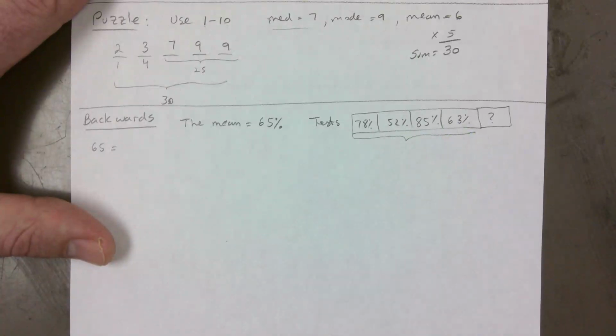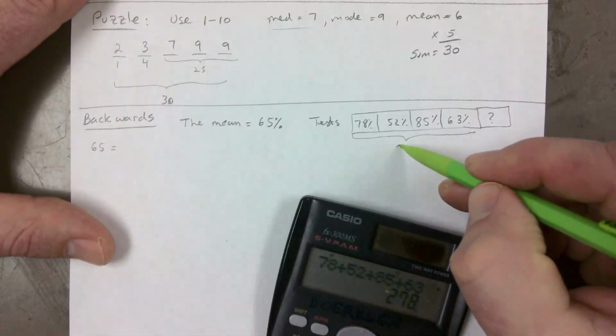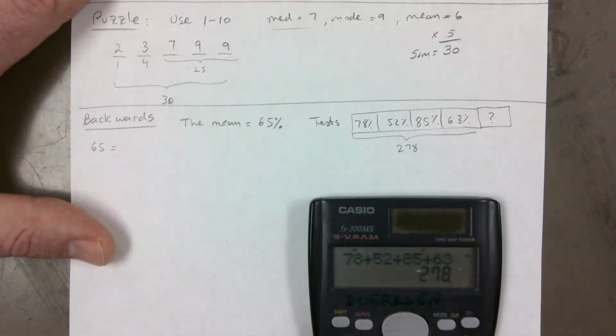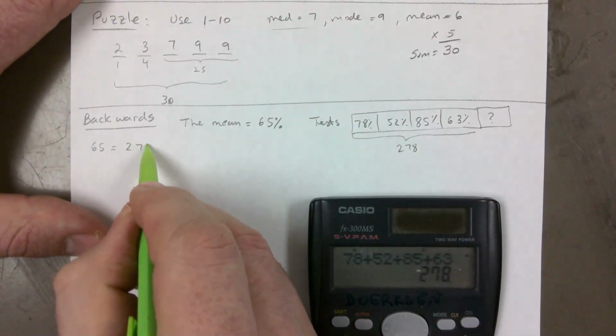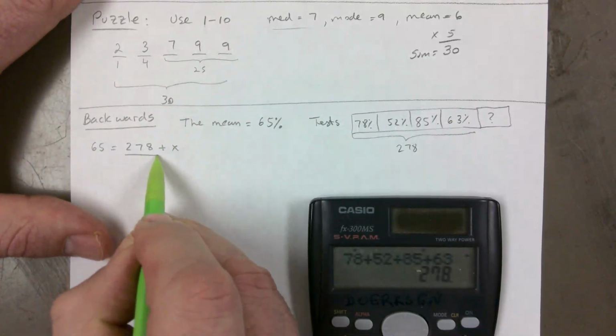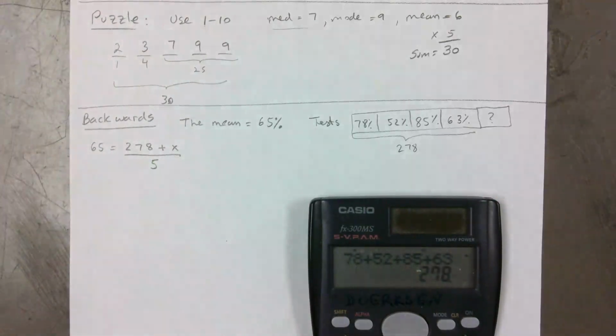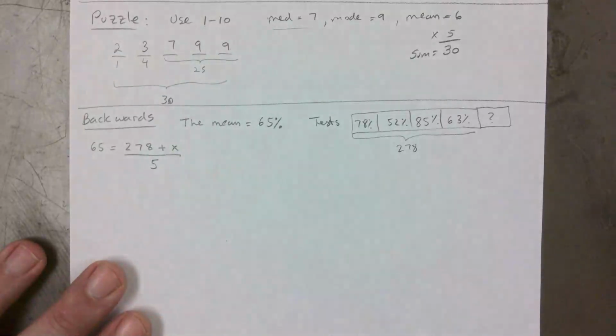If we add that up, what do you get? You get 278, so this is 278 so far. The sum so far is 278, and the 5th test will be x. And remember, we're considering 5 tests, so you'll put the 5 there. And now it's just a matter of doing some algebra.